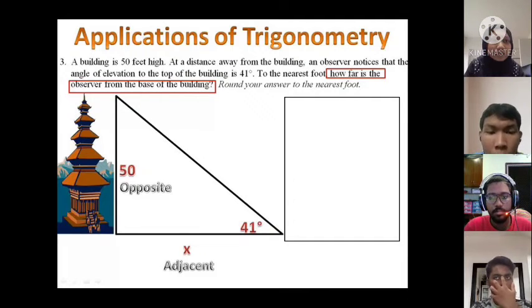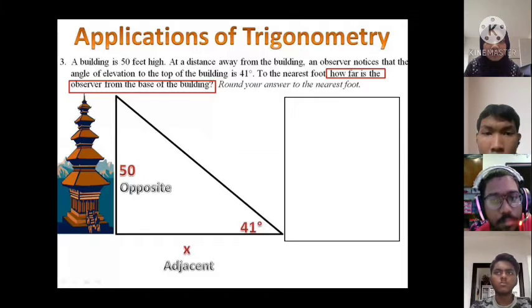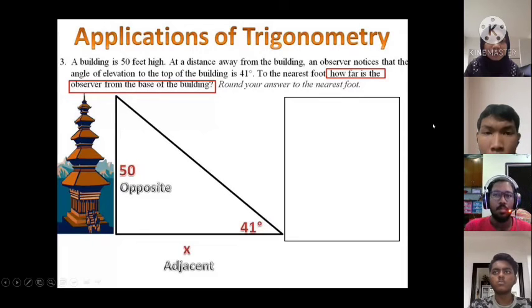Hi, saya Sarwani. Application of trigonometry. A building is 50 feet high at a distance away from the building. An observer notices that the angle of elevation to the top of the building is 41 degrees. To the nearest foot, how far is the observer from the base of the building?